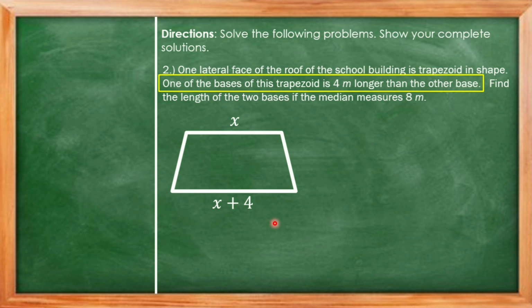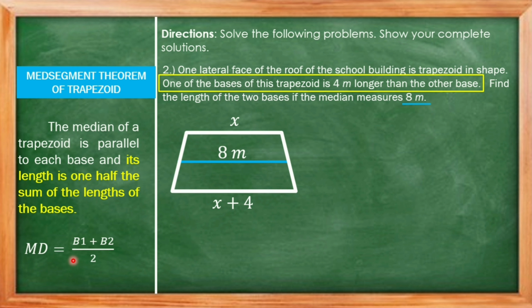Okay, so tapos, ang median naman niya ay 8 meters. Okay, so find the length of the two bases. So, ito yung hahanapin natin. Ano yung exact measure ng dalawang base ng trapezoid na ito? First, hanapin natin yung value ng x. Tapos, pag nahanap na natin yung value ng x, isa-substitute natin siya dito at saka dito. At yun yung magiging exact measure ng mga base na ito. So, gamitin natin ulit yung formula ng median ng trapezoid.